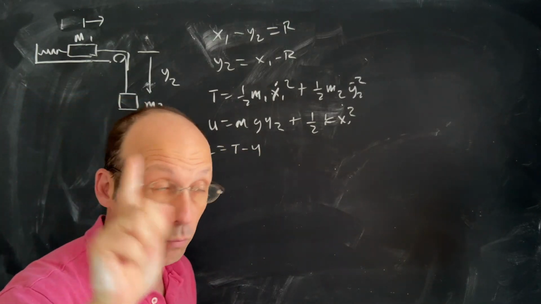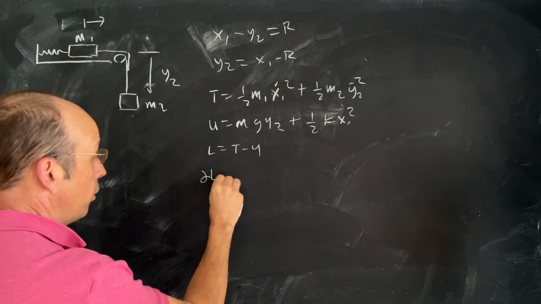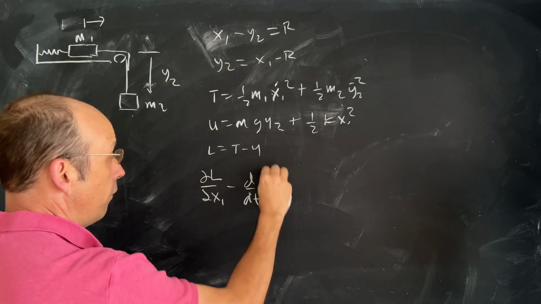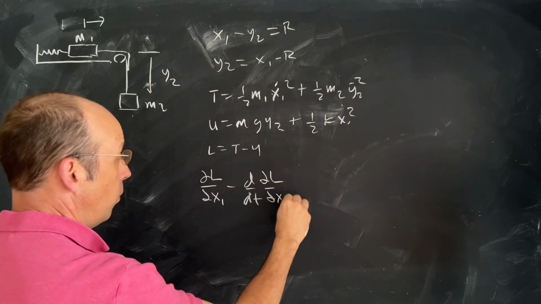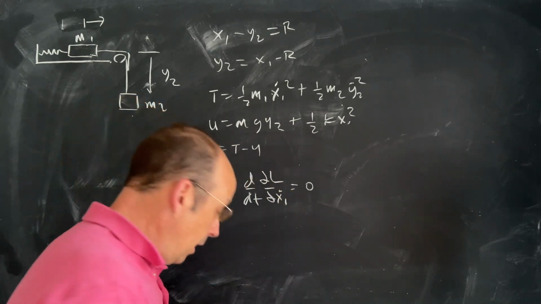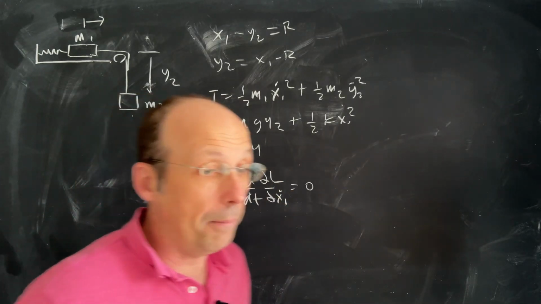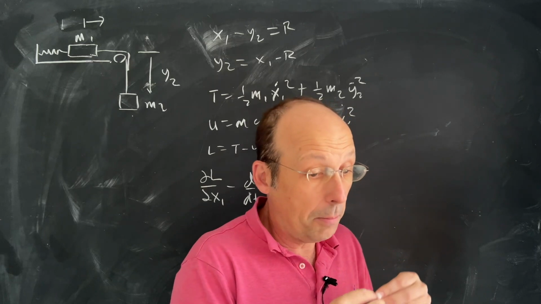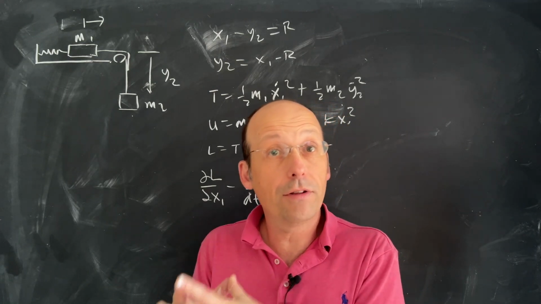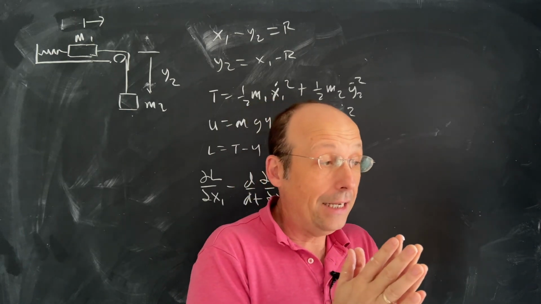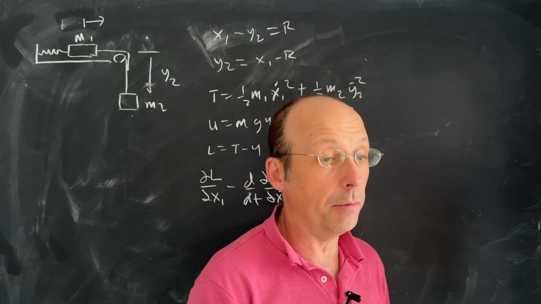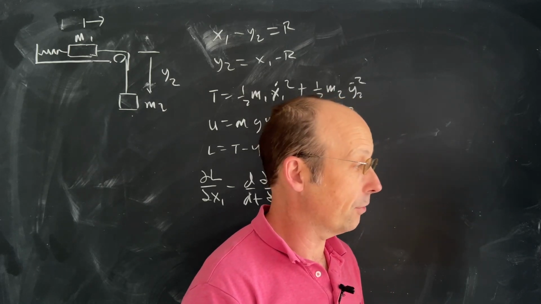One degree of freedom means one Euler-Lagrange equation. The partial of L with respect to x1 minus the time derivative of the partial of L with respect to x1 dot equals 0. That's what we're going to do. I'm not going to do any of the math. And this is an easy problem, okay? But I want to do this with SymPy because it's going to help when we get to more complicated two-dimensional problems. This will make it a little bit easier in that case.